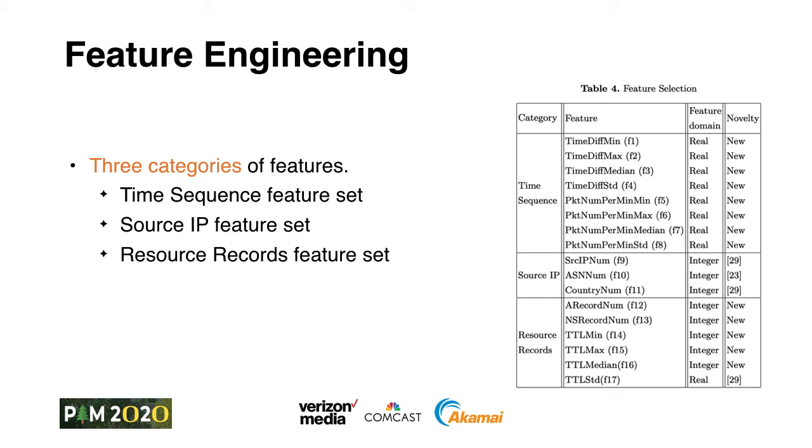We selected 17 features and divided them into 3 feature sets named time sequence, source IP, and resource records respectively. Time sequence includes the features of the time differences between packets and the number of packets per minute. The source IP includes the distribution of user IPs. The features like the number of DNS records and the corresponding TTL values are in the resource records.